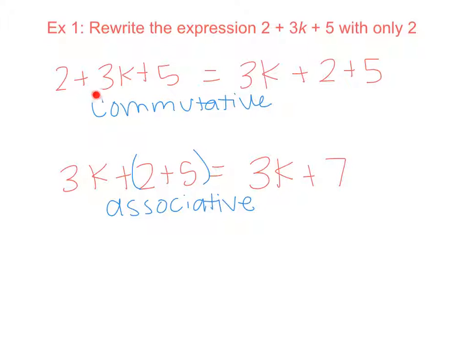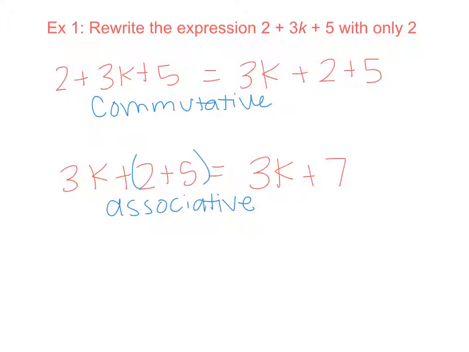So if I have 2 plus 3k plus 5, I can first use the commutative property. I can move those numbers around. I can move 2 over here, move 5 over here. I can do 3k plus 2 plus 5. That's the commutative property at work.